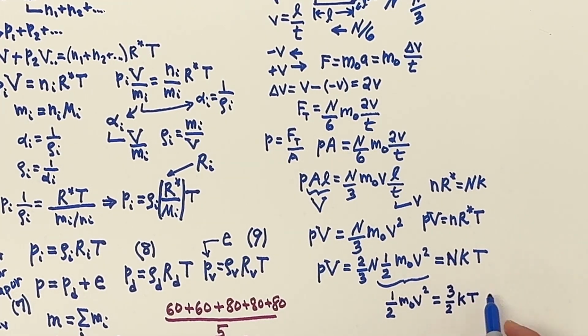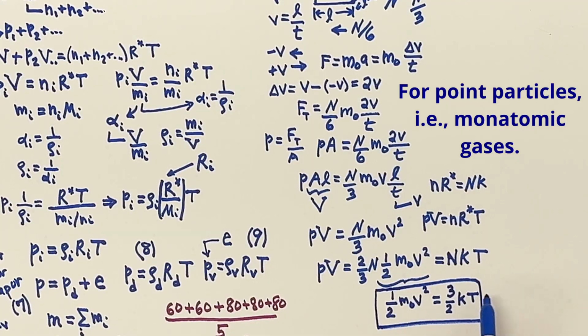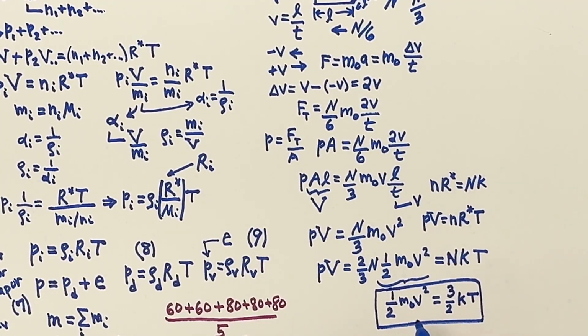This is a very important result in physics, that the kinetic energy of the gas particle is equal to 3/2 kT. We have a correlation between temperature and the kinetic energy. So the temperature is given by the mass of the particle times its velocity squared.